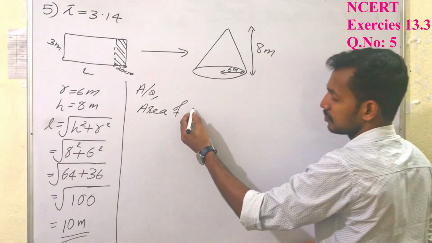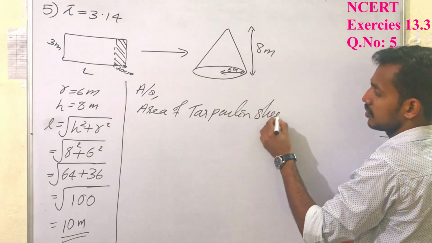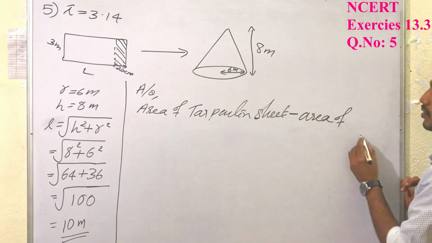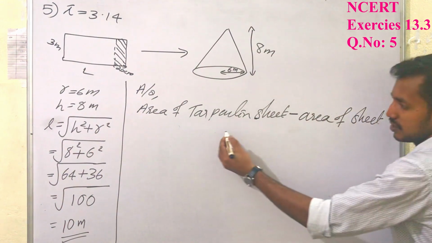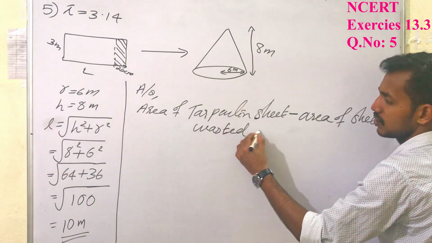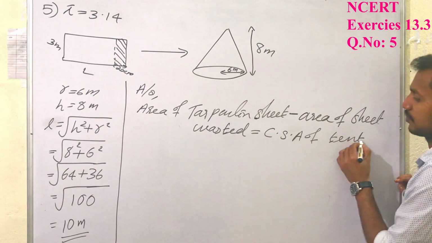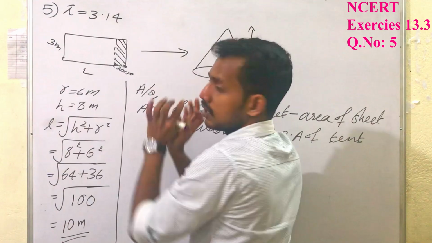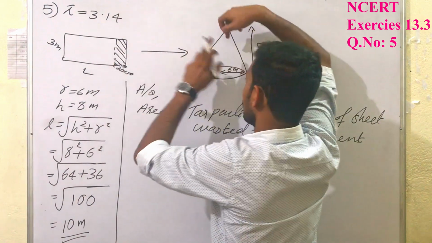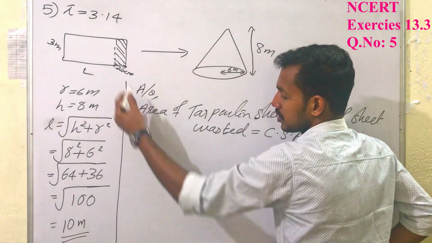entire tarpaulin sheet minus area of sheet wasted is equal to curved surface area of tent. Okay, total area of this tarpaulin sheet minus this area is equal to the area of the conical tent. So we can easily find. Therefore, what is the total area of the sheet?